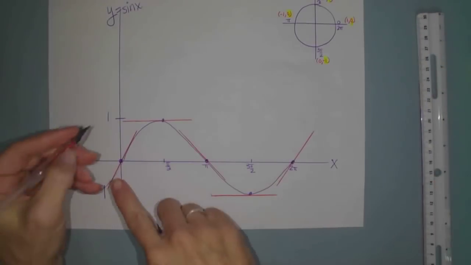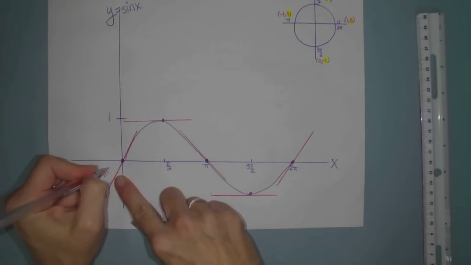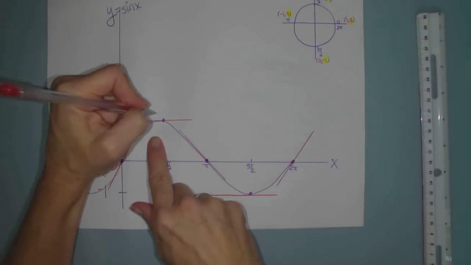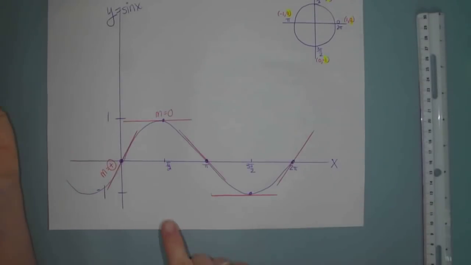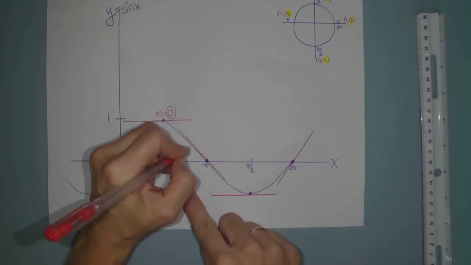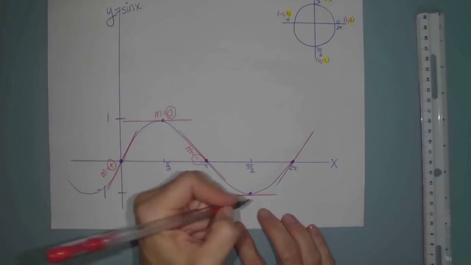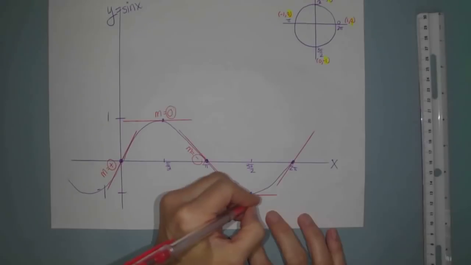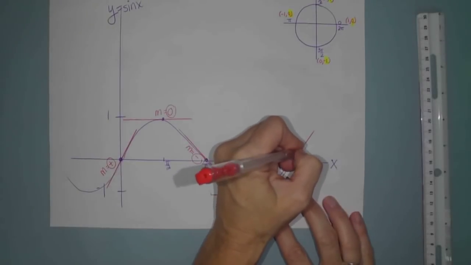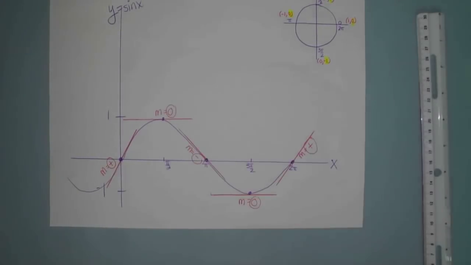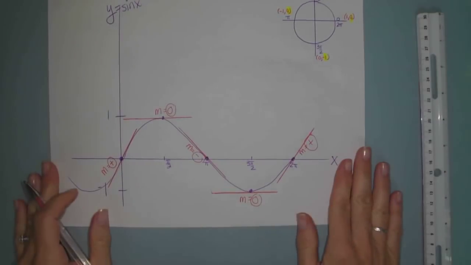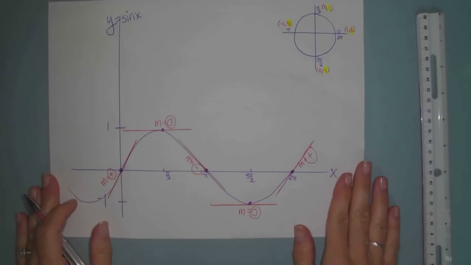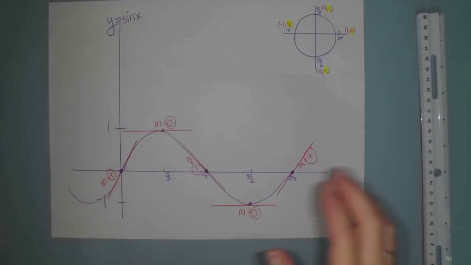So my slopes: m is positive, m is 0, m is negative, m is 0, and then m is back to positive. Okay, so just hold tight with that for a second. So that's where we are right now with y equals sine x.